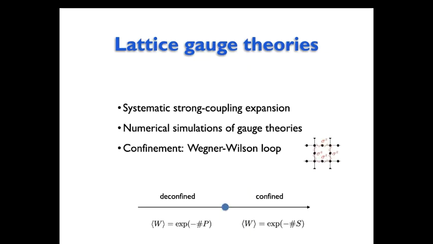And in general, lattice gauge theories are nice because they open up a lot of new horizons. One of them was that we could study strongly coupled expansions systematically within this framework. And also numerically, one can simulate gauge theories on computers in this formulation. And also, quite interestingly, both Wegner and Wilson independently came up with a diagnostic of confinement, which is the expectation value of large loop operators, which we can call Wegner-Wilson loops. They behave differently as we go from the deconfined phase to a confined phase. So the so-called perimeter law changes to the area law in a pure gauge theory.